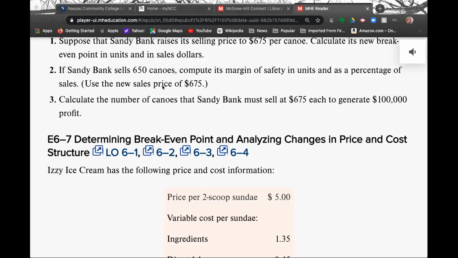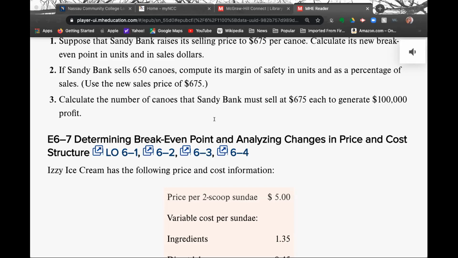So what's the break-even point in units? How many ice cream sundaes do I have to sell to break even? Fixed cost divided by contribution margin per unit. $3,000 divided by $3 equals 1,000 sundaes. 1,000 ice cream sundaes to break even.